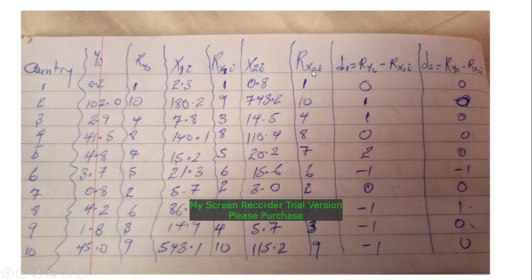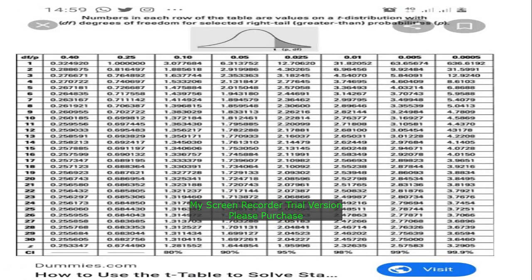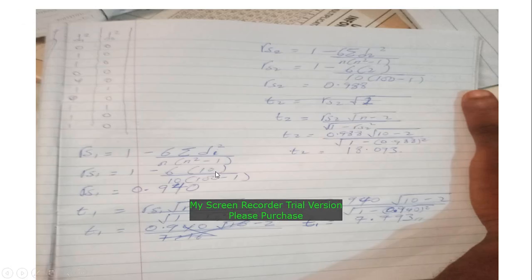So that's D1 squared. That will give you 0 squared plus 1 squared plus 1 squared up to negative 1 squared. So I'll square these values and sum them, and when I do that I end up getting 10. So you can try that. Probably my computation might be wrong, so you can try that. All on n, where n is 10, squared will give me 100, minus 1. So after computing, I had my RS1 to be equal to 0.940.